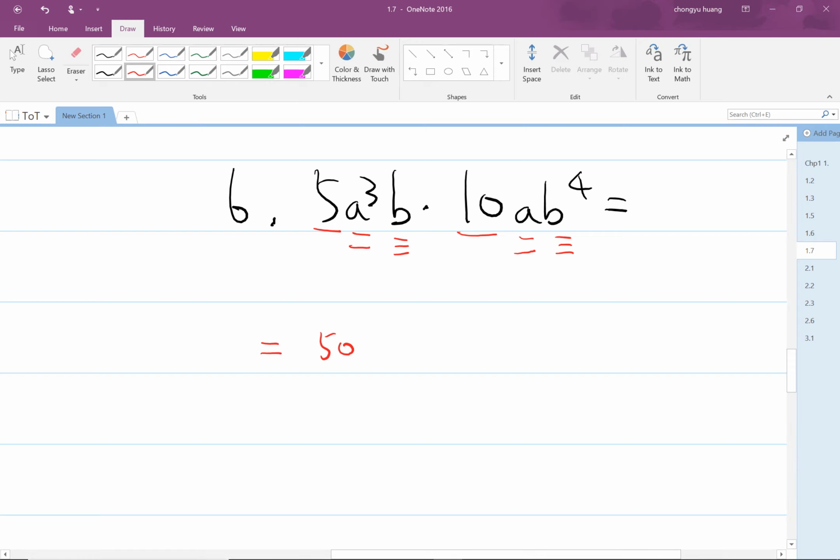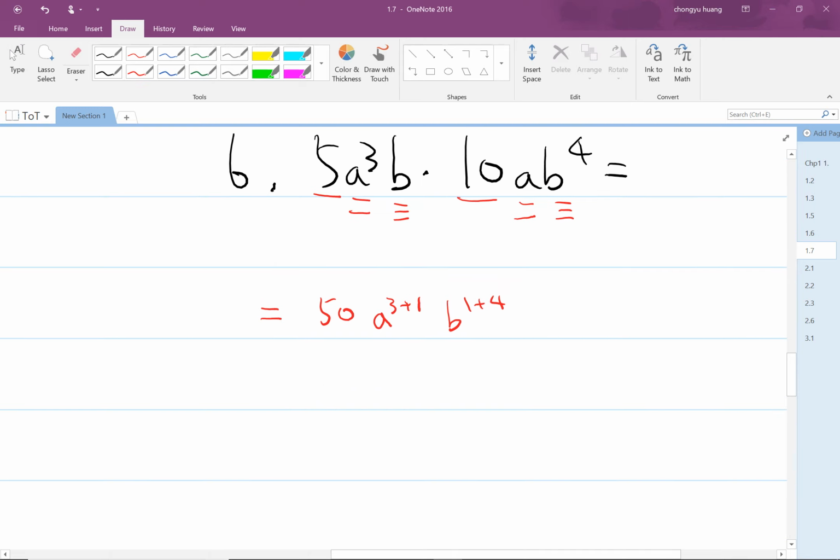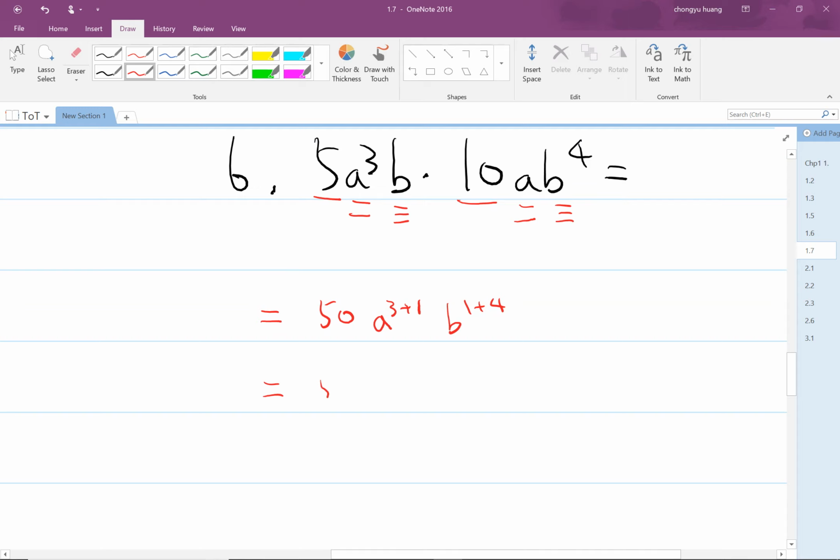And then we have to simplify the a. So we have a to the power 3 and a to the power 1. So it's going to be a to the power 3 plus 1, right? And then we have b. So we have b to the power 1, and then b to the power 4. So it's 1 plus 4, right? So what we do on the next step is a little bit more simplified. 15 a, 3 plus 1 is equal to 4, and then b, 1 plus 4 is equal to 5.